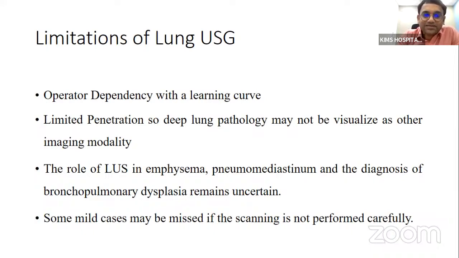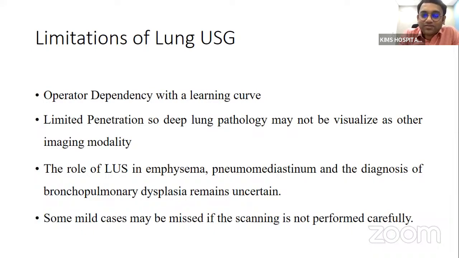And in some mild cases, if the scan is not performed meticulously, we may miss them. So in these cases, lung ultrasonography might not actually provide any major benefit to us. So it needs to be used meticulously after adequate training. And for the majority of conditions, we can use lung ultrasonography.